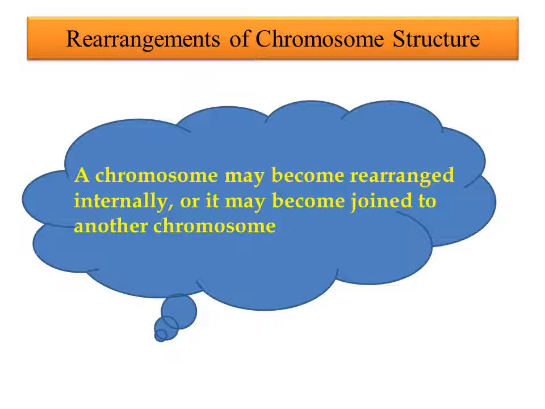As we think of the term rearrangement, the other meaning of it is shuffling or reshuffling. The definition of this terminology is: a chromosome may become rearranged internally, it may reshuffle internally, or it may become joined to another chromosome. So there are two ways of rearrangement of chromosomes.